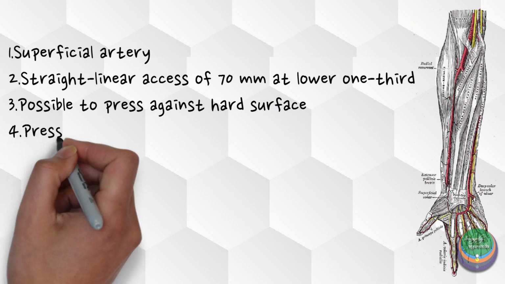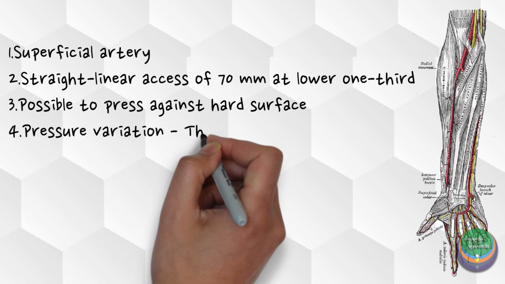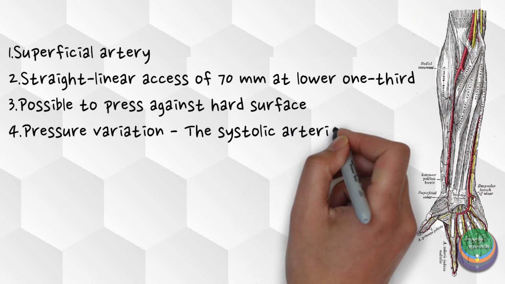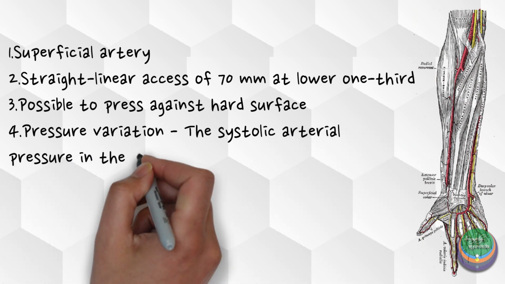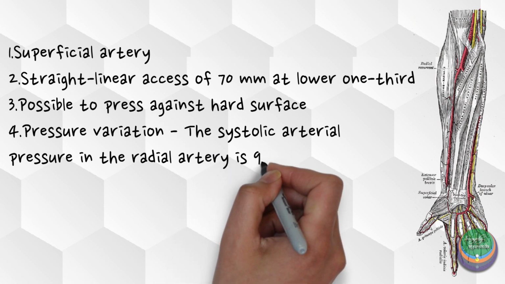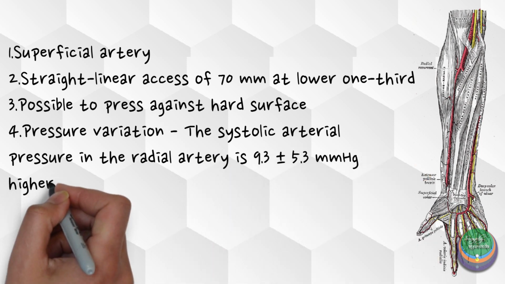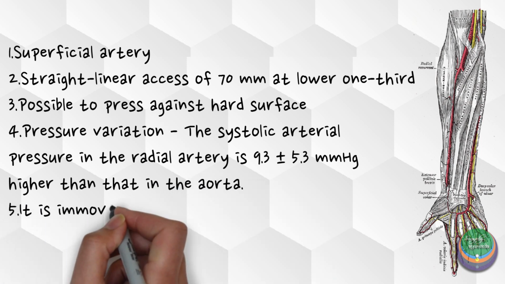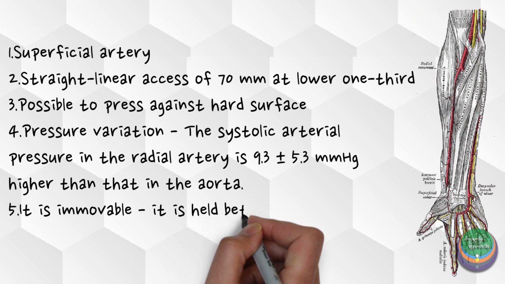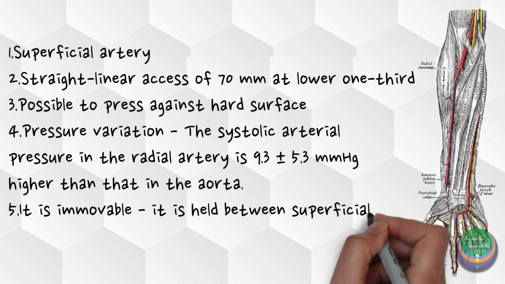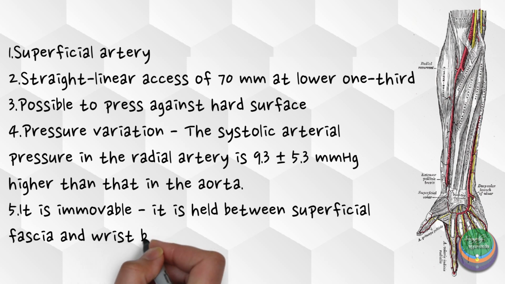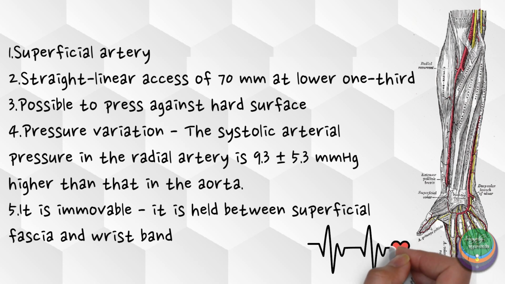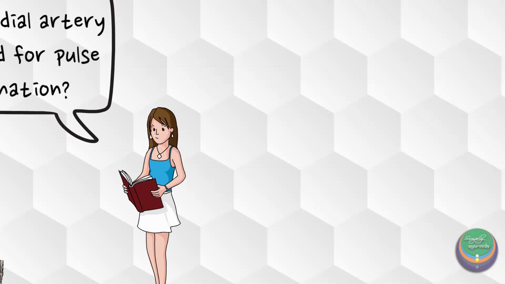Hemodynamically, there is a pressure variation in the aorta and radial artery. The systolic arterial pressure in the radial artery is 9.3 plus or minus 5.3 mm of mercury higher than in the aorta. This is due to the reduced lumen size providing better access to the pulse reading. The radial artery is immovable as it is held between two fibrous structures, one at the superficial fascia and the other at the wristband. The above statements justify why the radial artery is the most commonly used site for pulse examination.